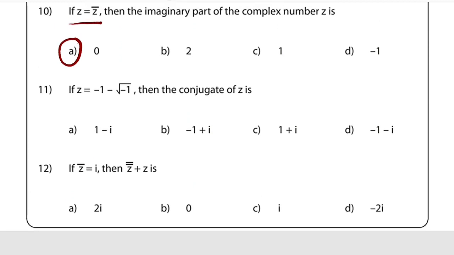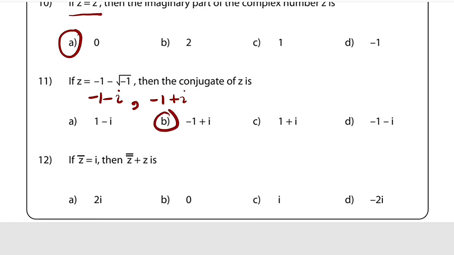Then 11 states that if z is equal to negative 1 minus square root of negative 1, then the conjugate is what? So this is negative 1 minus i, because the square root of negative 1 is just i. So the conjugate will be what? Negative 1 plus i, which is option B here.